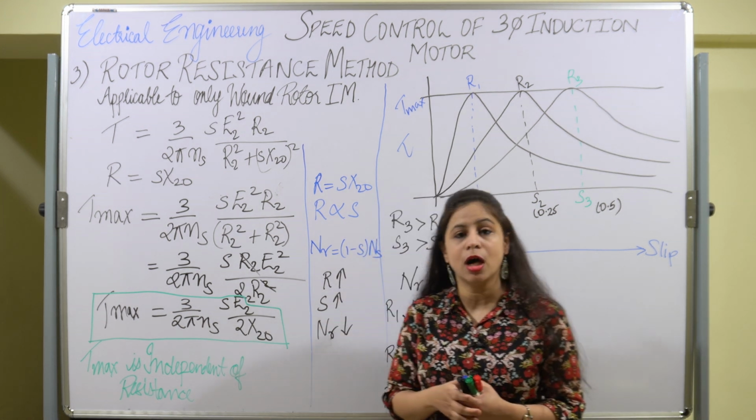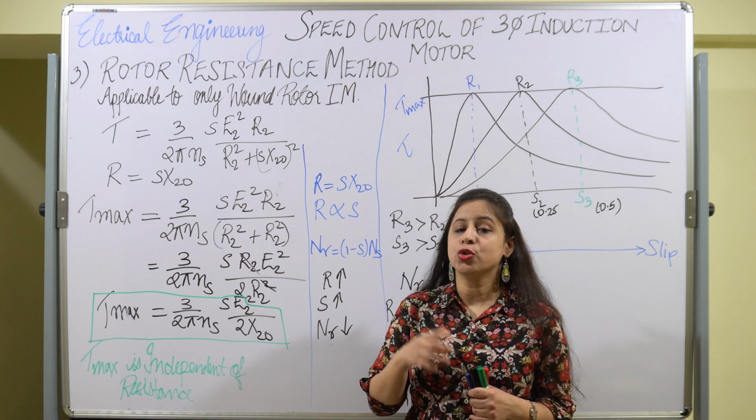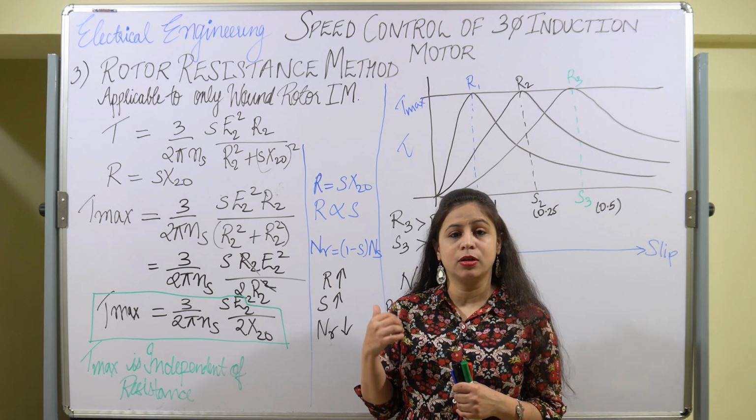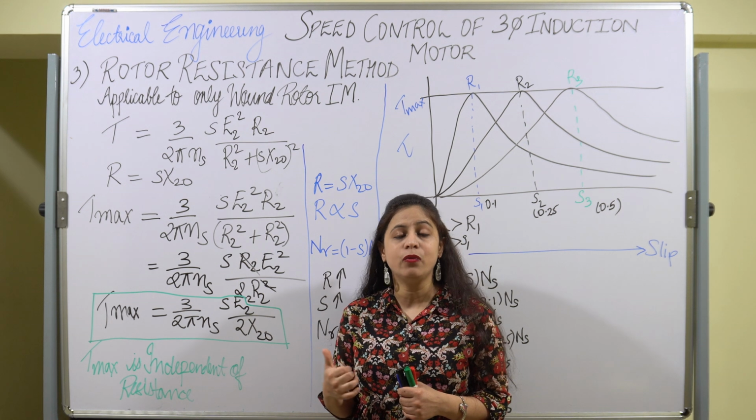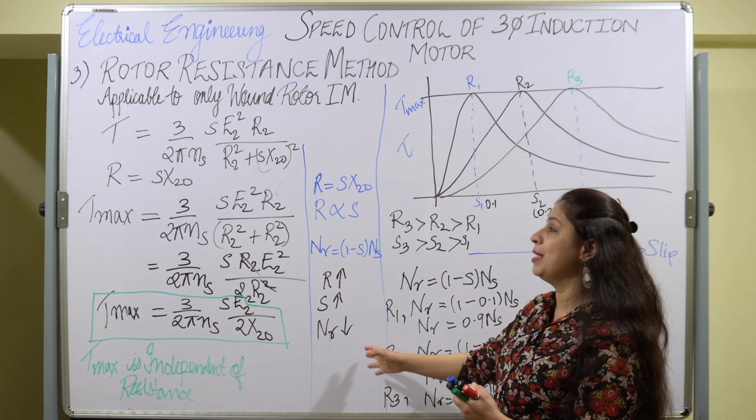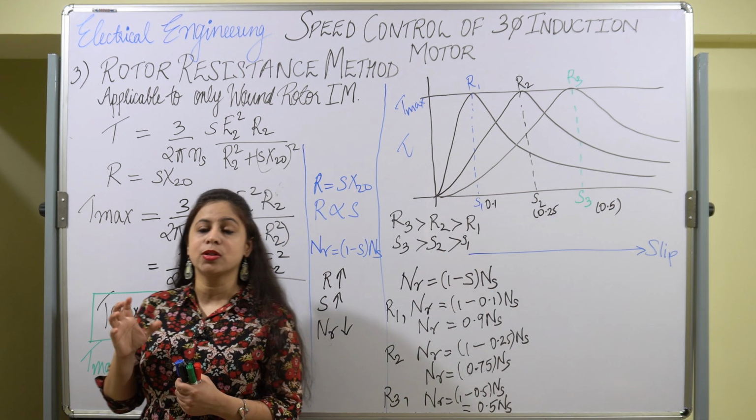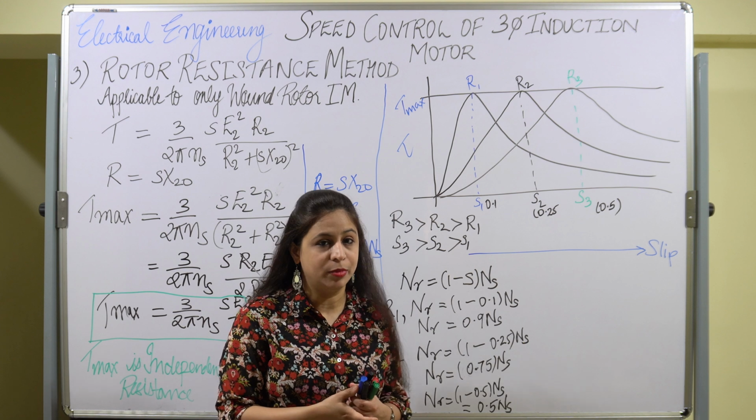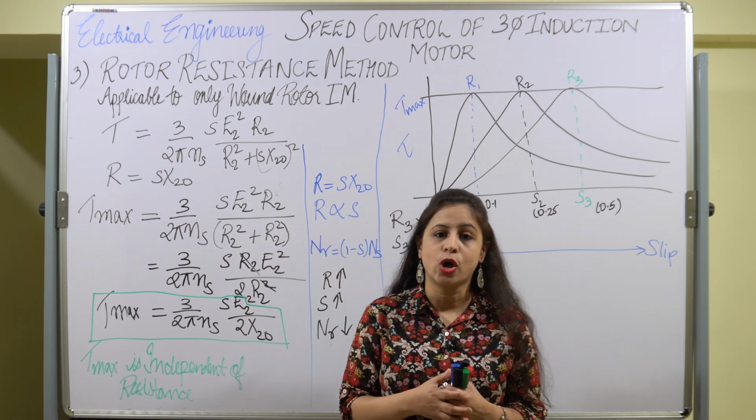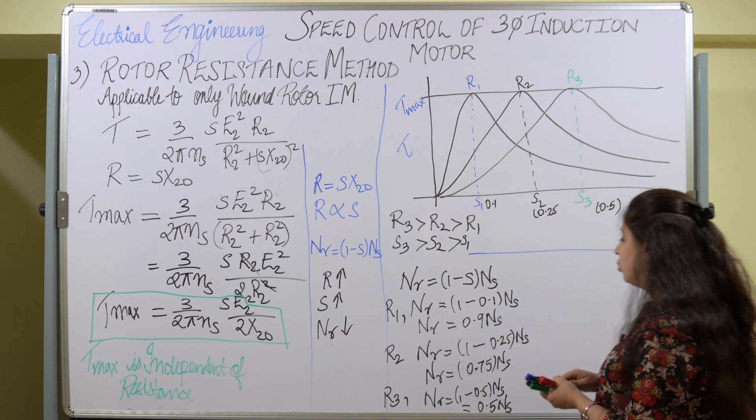So losses pertaining to the brushes are very high. So another disadvantage of this method is that the brush losses are very high. So this method is basically used where we want the torque capability as constant, maintaining the torque capabilities. This method is basically used where the torque capability is maintained constant. So let us jot down the conclusion.